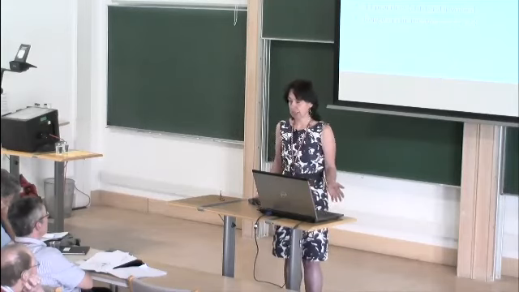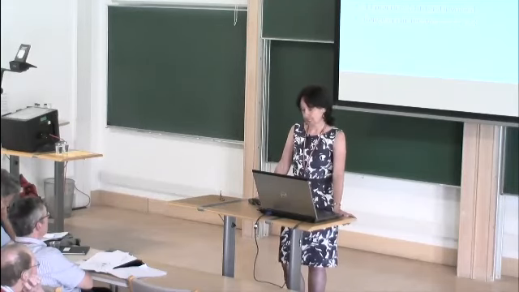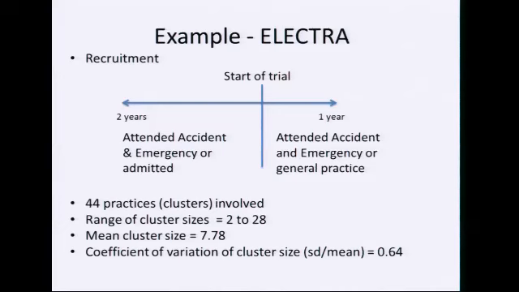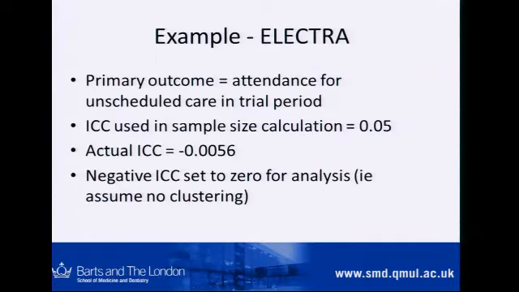The range of cluster sizes in this trial was between 2 and 28. So that's quite a large range, with a mean cluster size of 7.78, and as you'll see a bit later, a very useful measure of the variation in cluster size is the coefficient of variation of cluster size, and in this case that's a standard deviation over the mean was 0.64. So we have got a reasonable variation in the numbers recruited in each cluster.